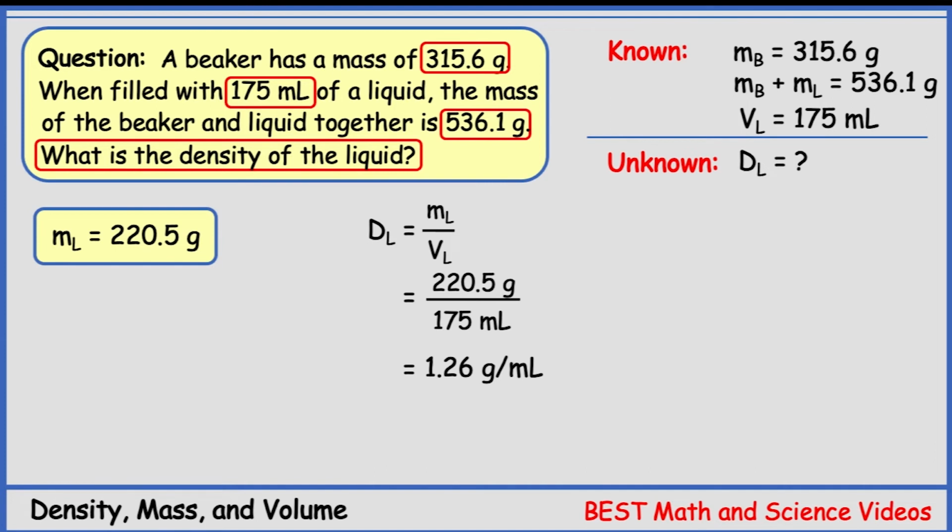Let's check our significant figures. The mass of the liquid has 4 significant figures, and the volume of the liquid has 3 significant figures. So we want to express the answer with 3 significant figures. The number we have is correct, 3 significant figures. So that's your answer.